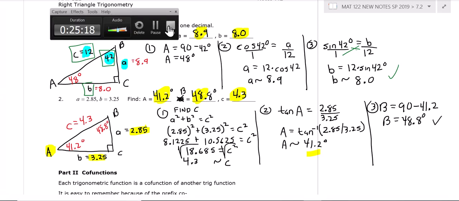Okay, so I'm going to go ahead and stop this recording here. This will be the second part that shows how to solve triangles, and then the third part I'm going to record separately and do cofunctions. So you'll have to load a new video to do the cofunctions.